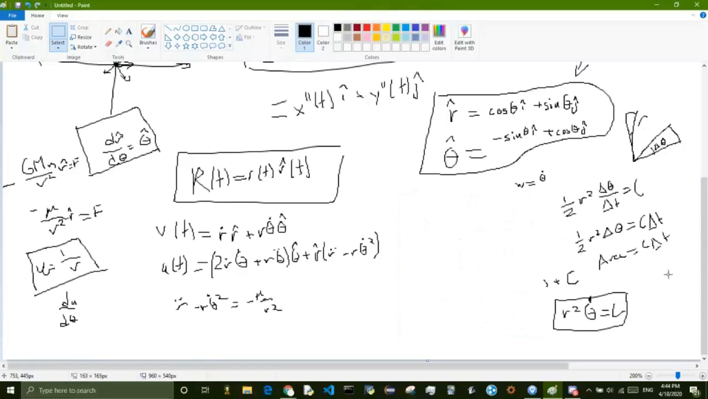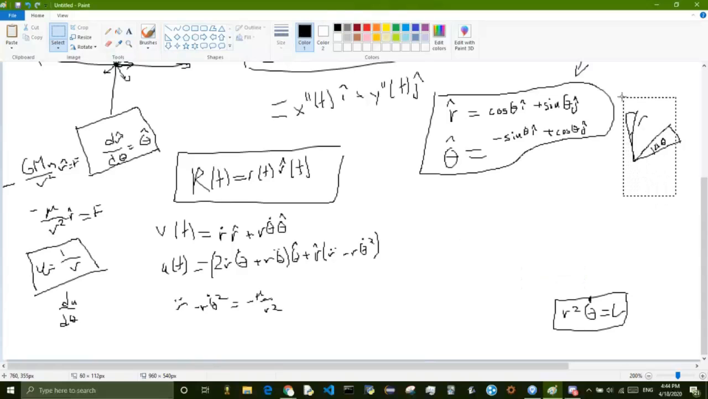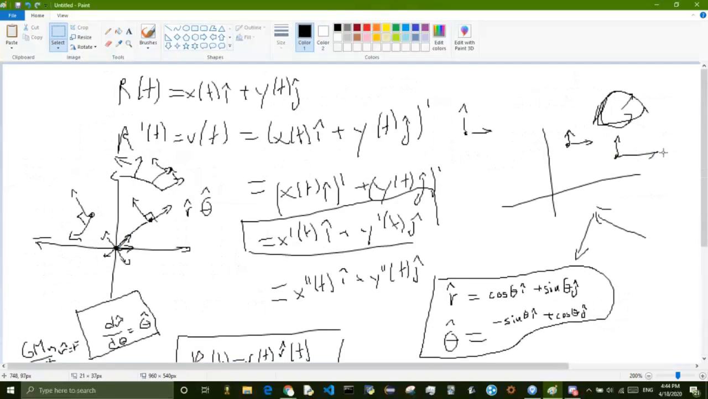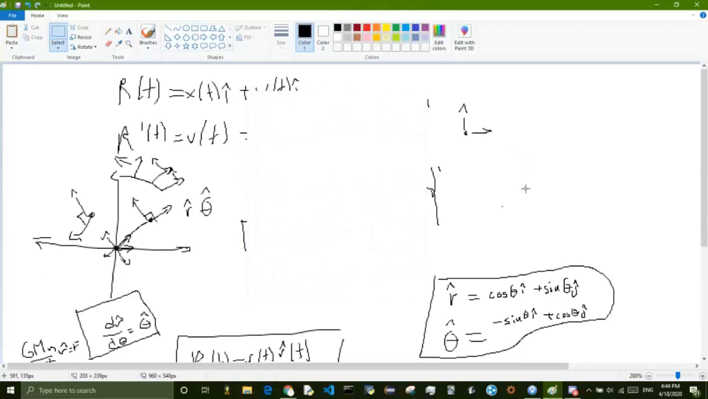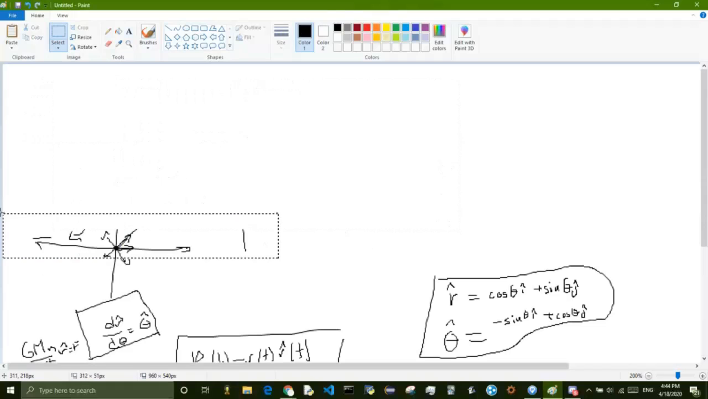If we want to show that orbits are ellipses, it's not sufficient to show something in time necessarily. We need to show that r of theta is an ellipse. Basically, it traces out an ellipse in r theta space. That's what we want to show. I hope you follow.